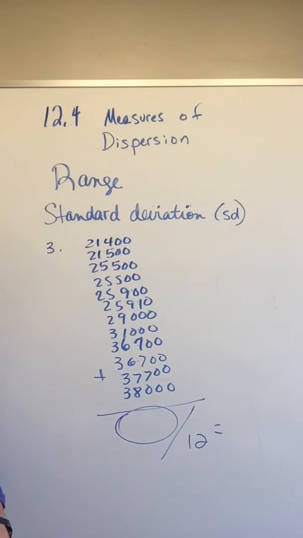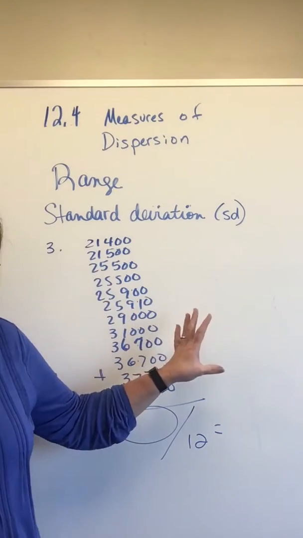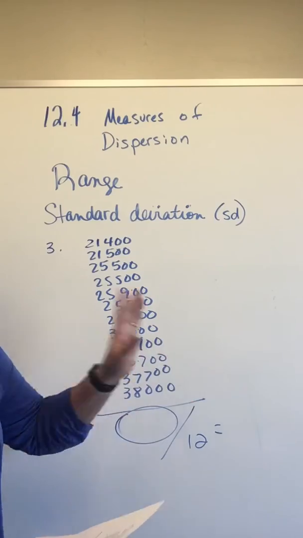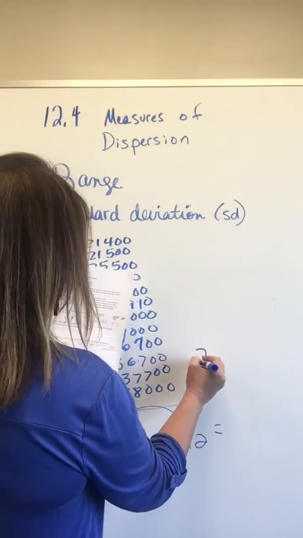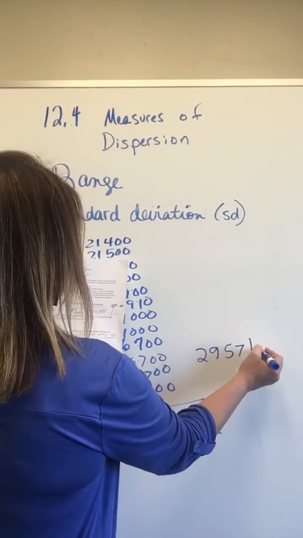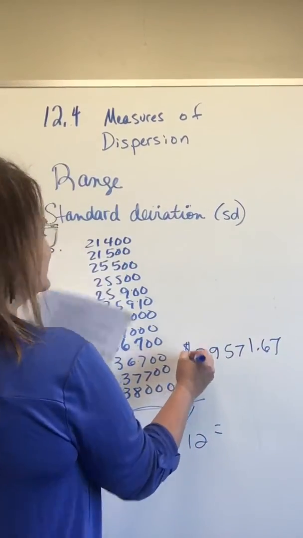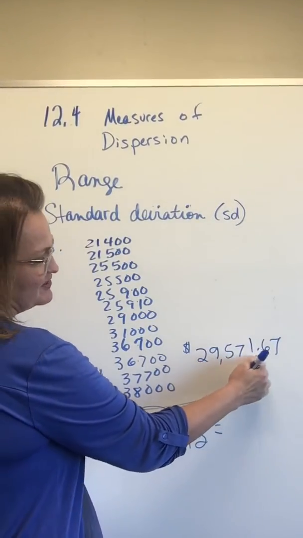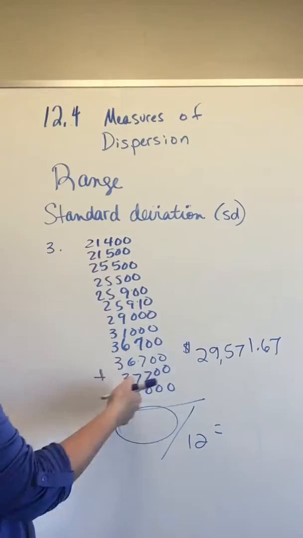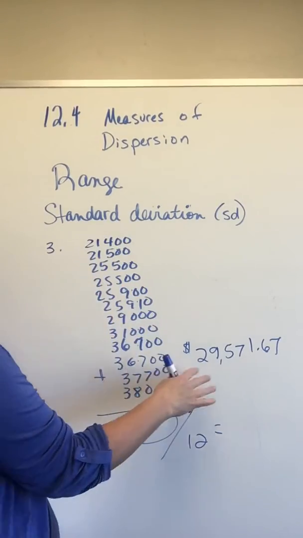So anyway, I did just write down your final answer for you to work this. Oh, I did write it down. Get with it here, right? I found it. The mean was $29,571.67, the average mean of these salaries.